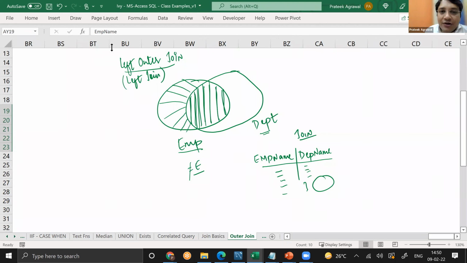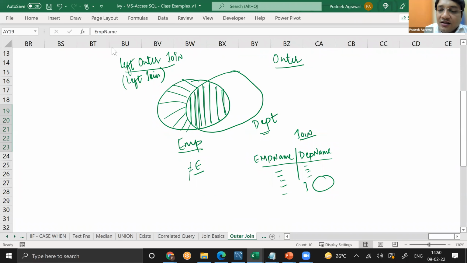Why are we calling it a left join and not a right join? The reason is that I have assumed the employee to be on the left hand side in my Venn diagram. That is the only reason why we're calling it a left join and not a right join. Pratik, why are we calling it left outer join? Because that's how people have been calling it. Any outer join essentially means all the rows of one of the tables, including the matching rows from the outer table.